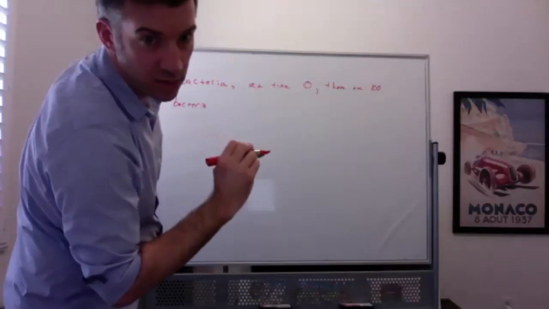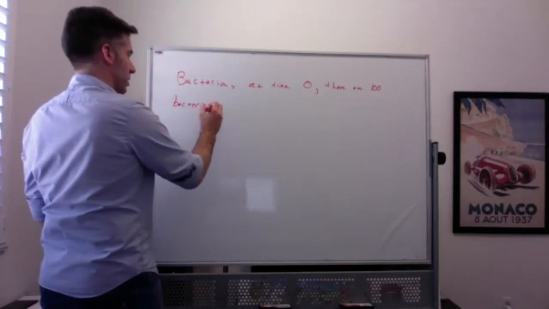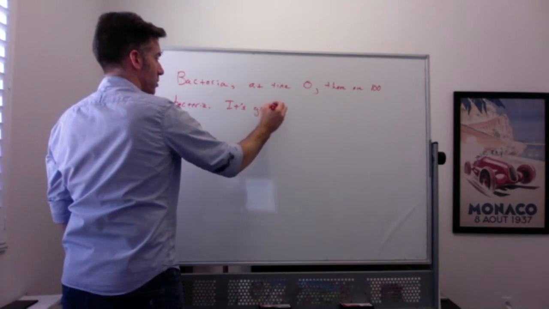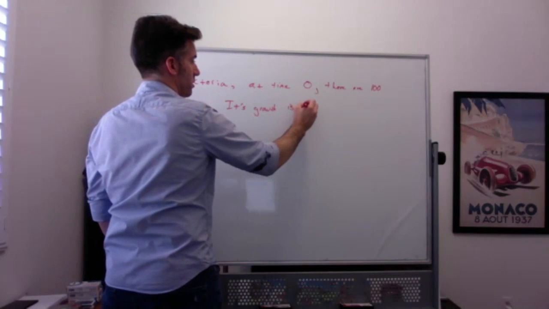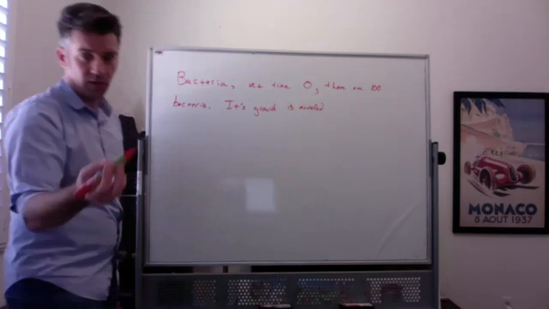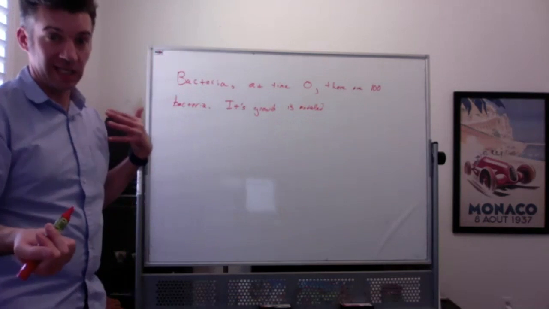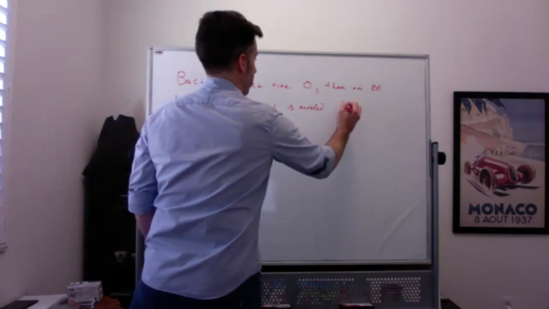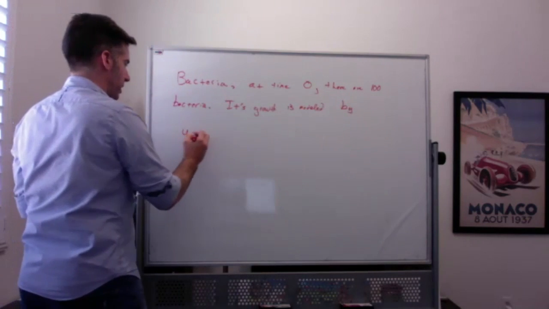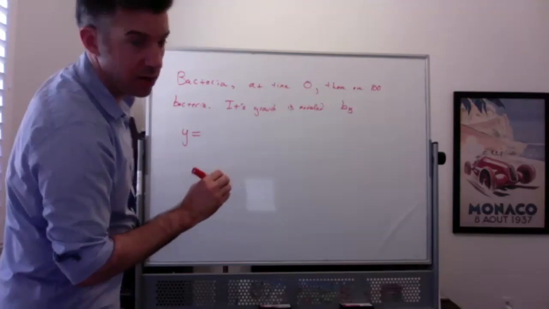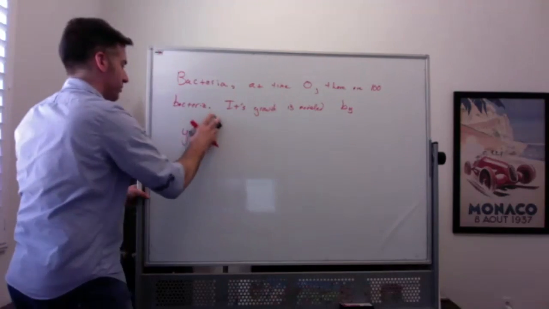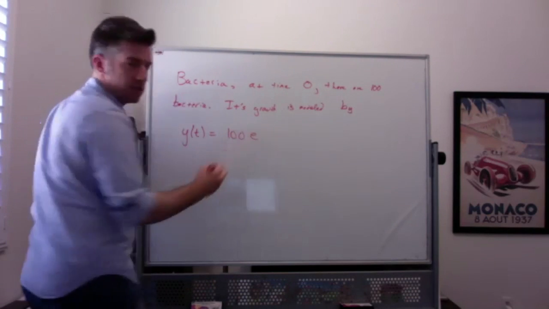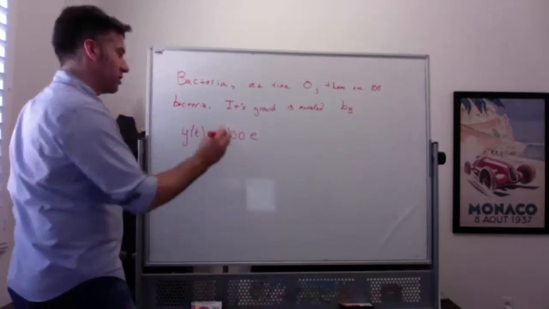And then later, actually we don't, sorry, not later. We know its growth is modeled by, we use the word modeled a lot, right? The equation y equals c e to the kt is the model for exponential growth or decay. So its growth is modeled by y of t, I should really say, equal to 100 e to the 0.25 times t.